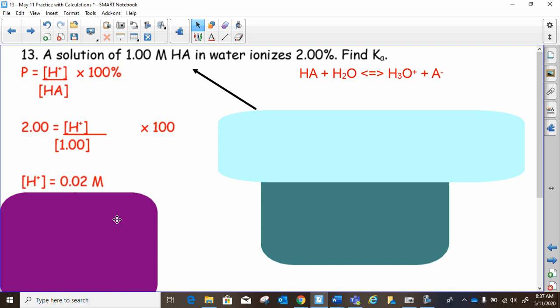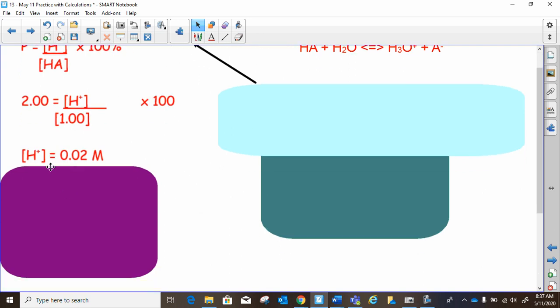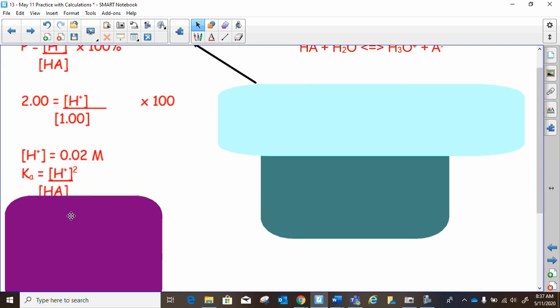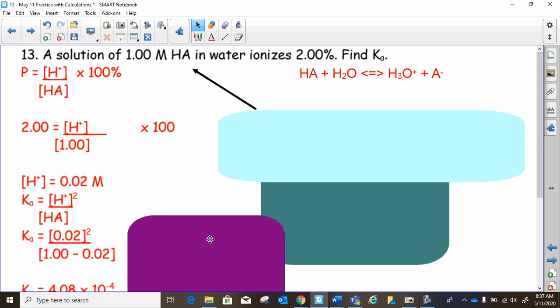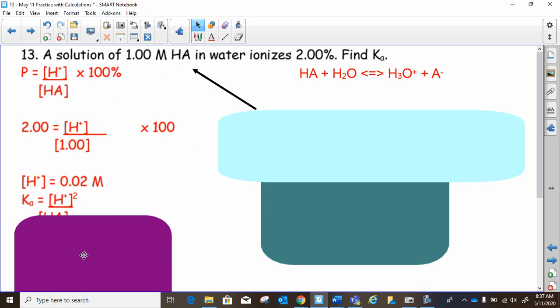Now, if we're looking for Ka, once we have that H plus, we can use this formula. Okay, now the Ka is equal to the H plus 0.02 and the concentration of the acid. Now, initially, the acid was 1 molarity, but it broke down. Okay, that 1 molarity broke apart.